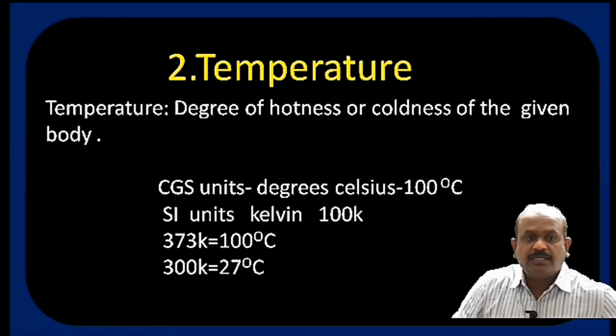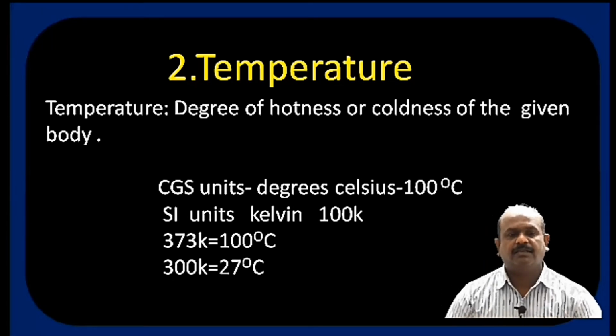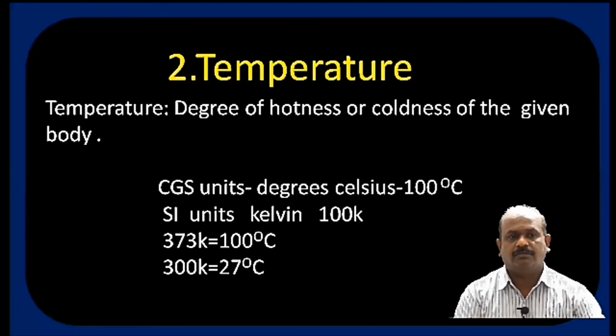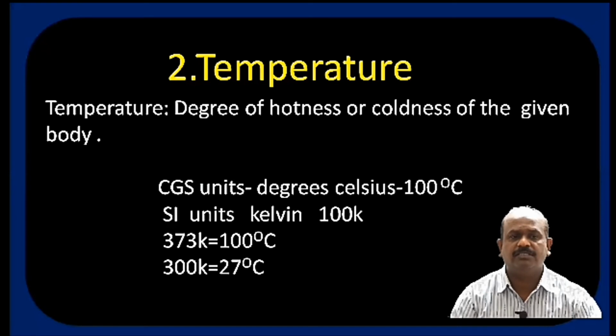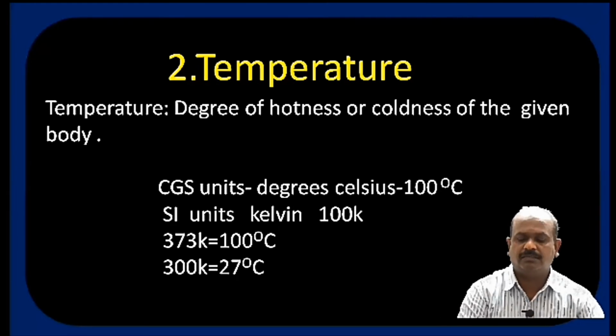One more example, 300 K. 300 Kelvins convert into Celsius scale. Subtract 273 from 300. That is equal to 27 degrees Celsius. In this way, we can convert Kelvin scale into Celsius, Celsius scale into Kelvin scale.